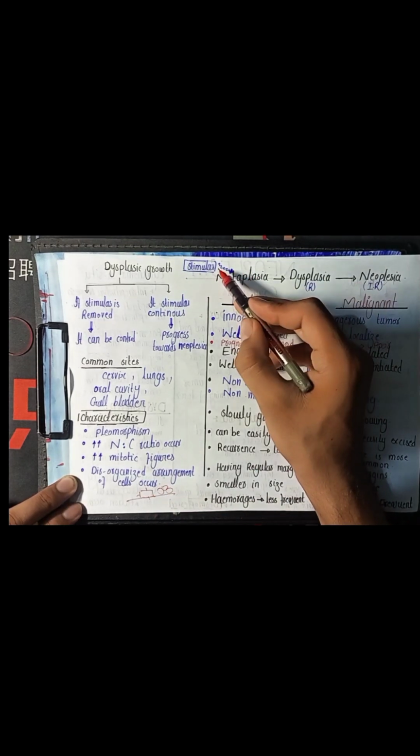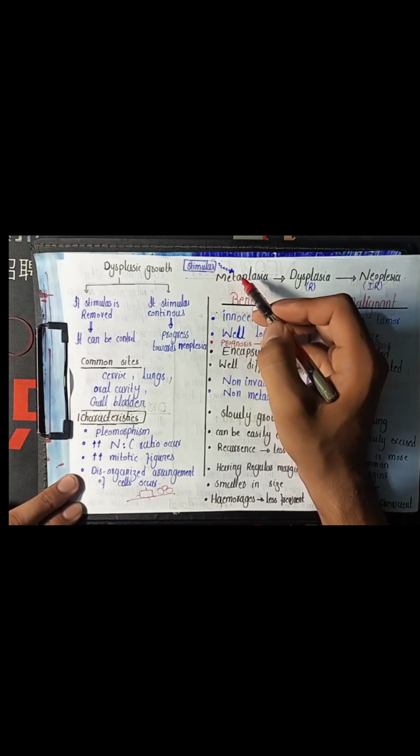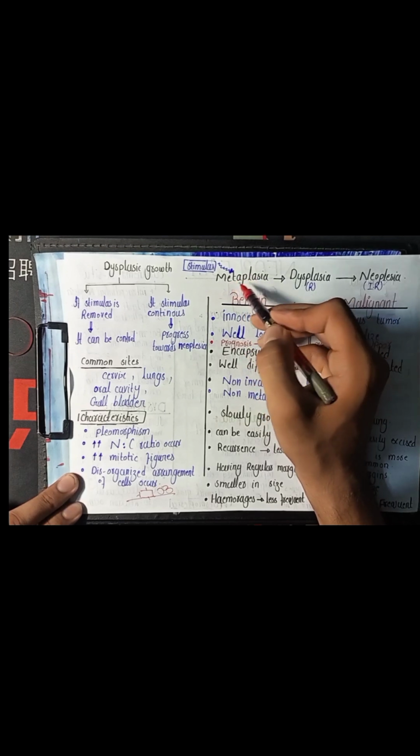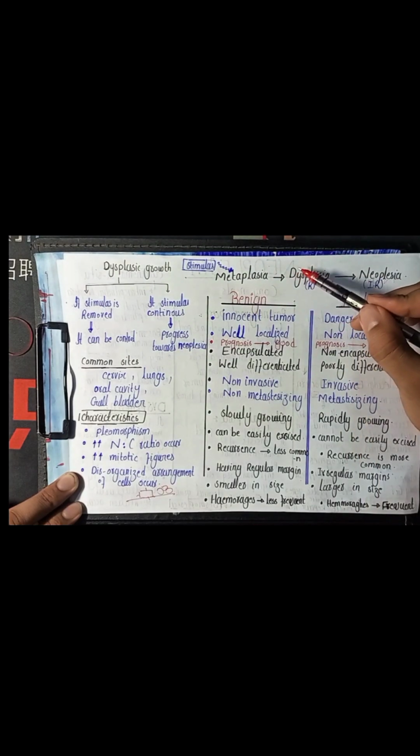Initially, when we increase the stimulus or the stress, the cells adapt and show metaplasia. Metaplasia means the change in epithelium from one type to another type, like squamous metaplasia that occurs in chronic smokers. And if the stress still continues, then the metaplasia changes toward dysplasia, in which there is a disorganized growth of the cell, and the dysplasia is reversible if the stress is removed. But if the stress still continues, then the dysplasia progresses toward neoplasia. And in neoplasia there is loss of differentiation and neoplasia is irreversible.